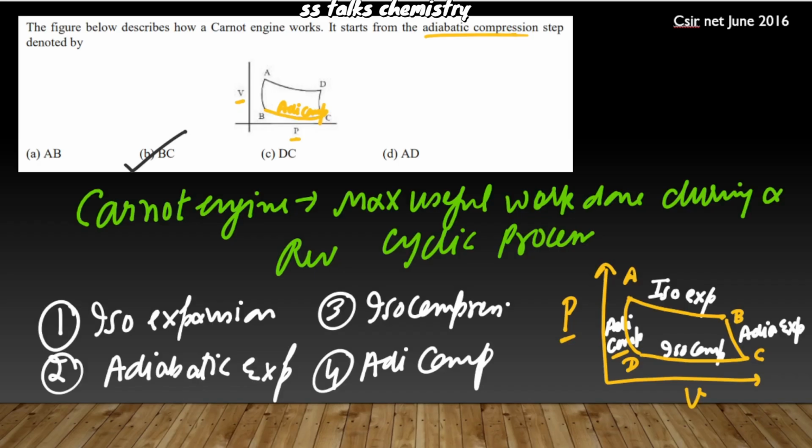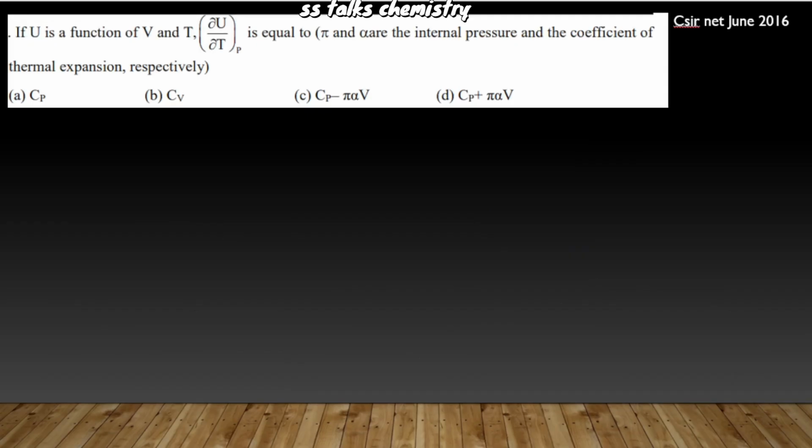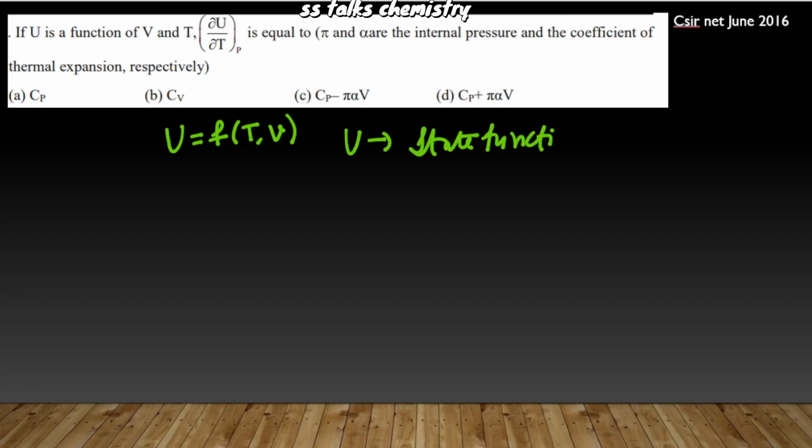The next one is this. If U is a function of the volume and the temperature, then del U by del T at constant pressure is equal to what, in terms of pi and alpha. Right. So it is said that the internal energy is a function of the temperature and the volume. Now U is a state function, dependent only on the initial and the final state of the system. So the exact differential for it is going to exist.